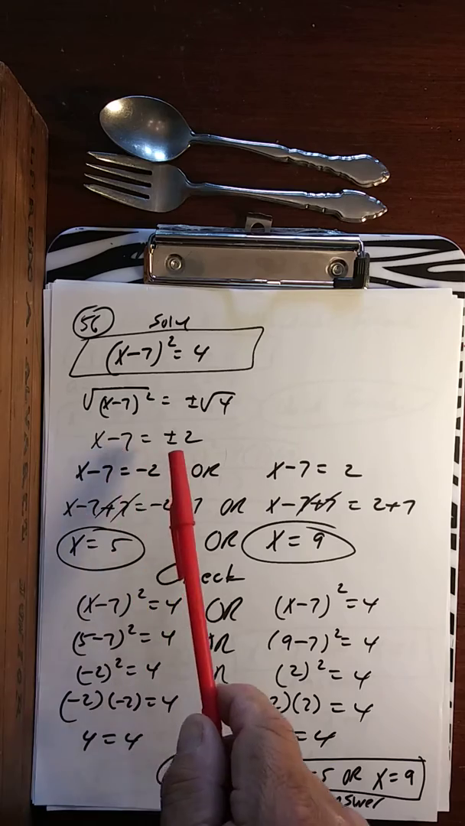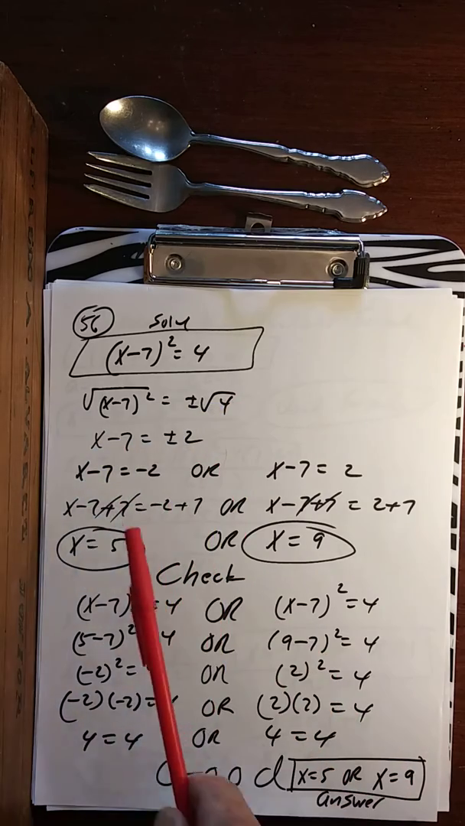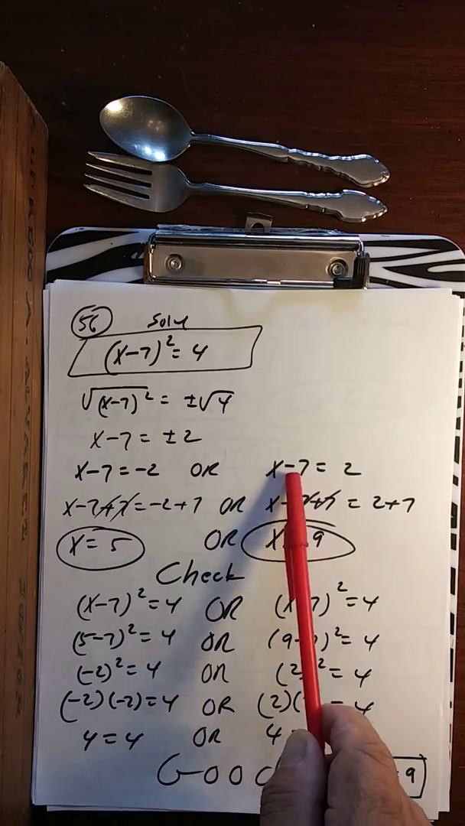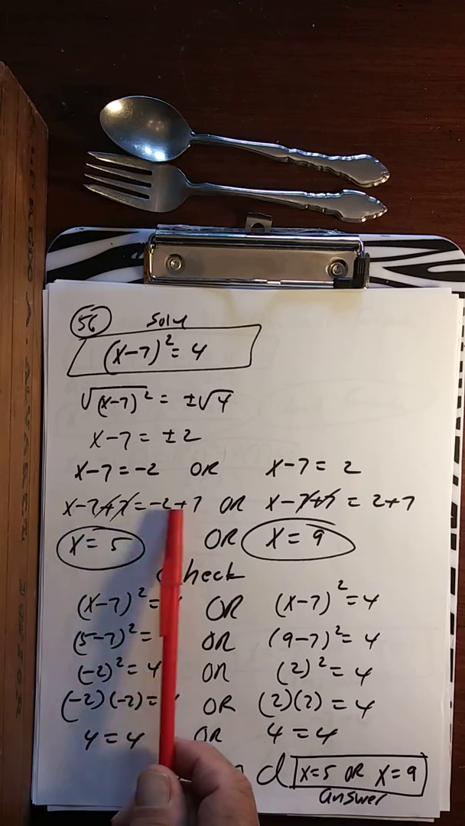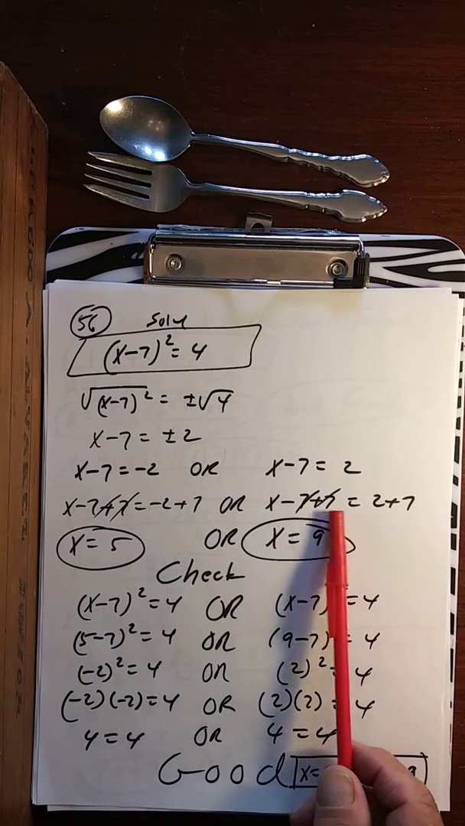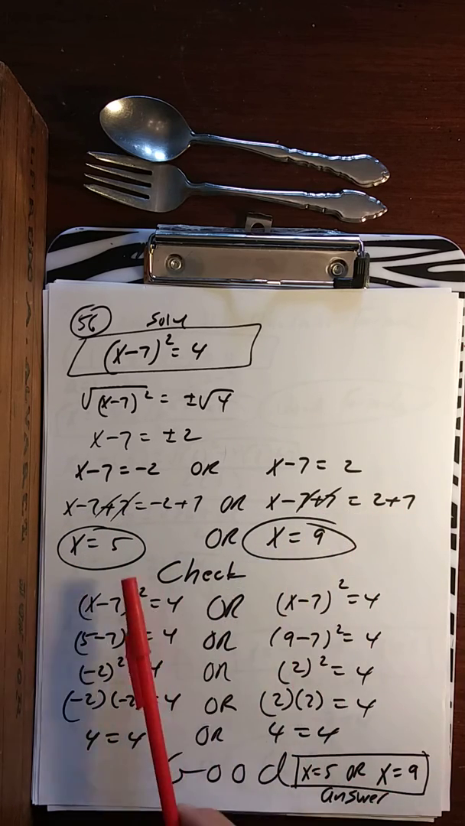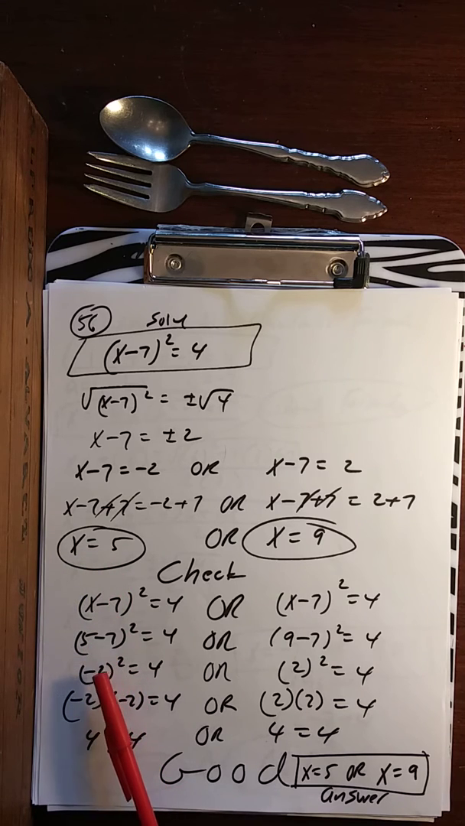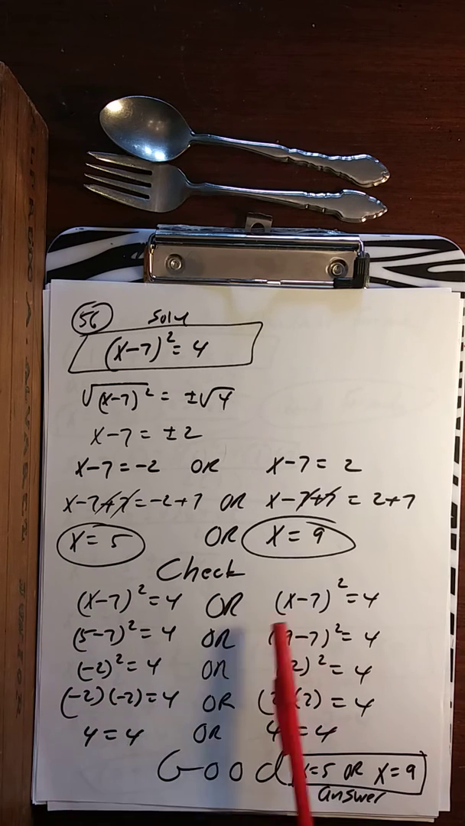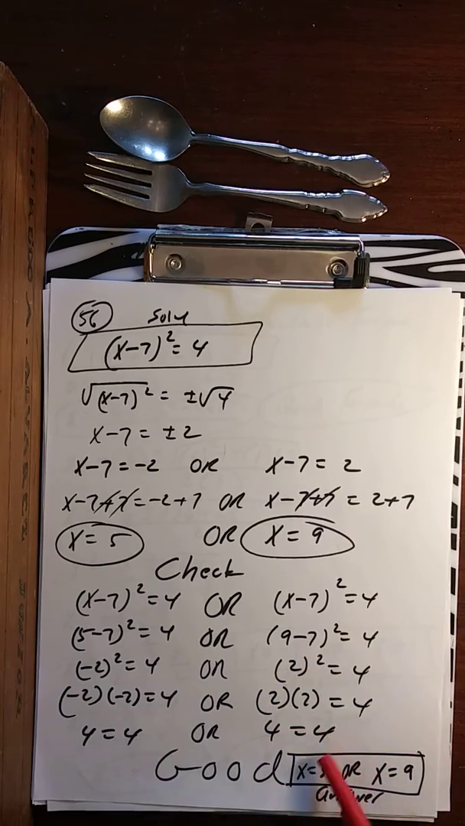This one, take the square root of both sides. Plus or minus 2. So x minus 7 equals negative 2, x minus 7 equals 2. Add 7. So x equals 5. Add 7. So x equals 9. Check it. 5 minus 7 is negative 2, and negative 2 squared is 4. 9 minus 7 is 2, and 2 times 2 is also 4. So they both work.